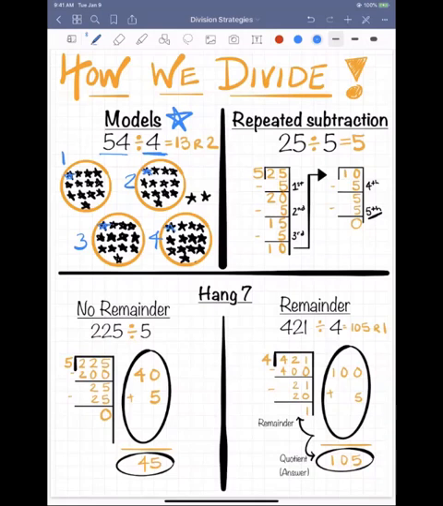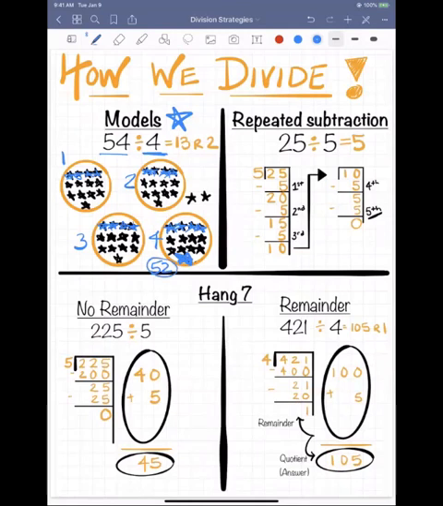3, 4, 5, 6, 7, 8, 9, 10, 11, 12, 13, 14, 15, 16. We'd keep going and going and going until we got to our last star in our fourth group down here, and that was 52 of them.